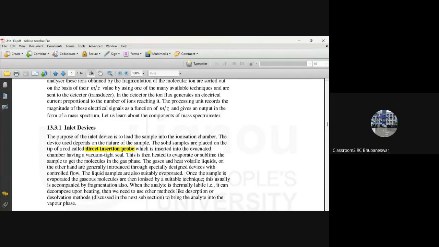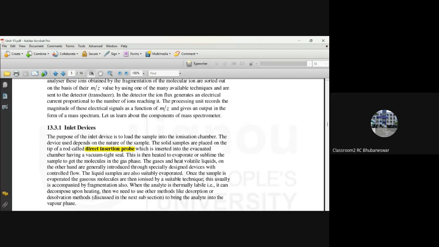The device used depends on the nature of the sample, because by seeing the nature of the sample, you have to use the device accordingly. Solid samples are placed on the tip of a rod, called a direct insertion probe, which is inserted into the evacuated chamber having a vacuum tight seal. But when you are dealing with a liquid or a gaseous sample, the inlet device carrying it will be different. So this is the basic thing.